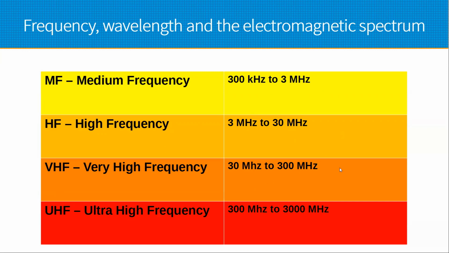VHF is 30 to 300. That one will come up again in the safety section because that's the maximum exposure frequency band. Your body is most susceptible at 50 megahertz. So that entire 30 to 300 is the minimum exposure you're allowed. And UHF is 300 to 3000.